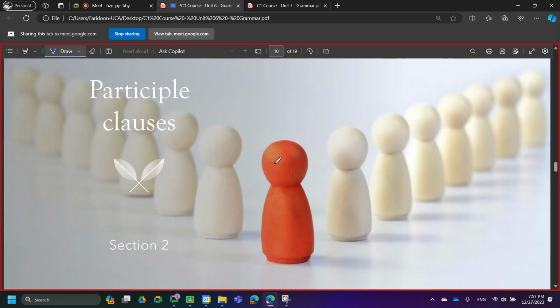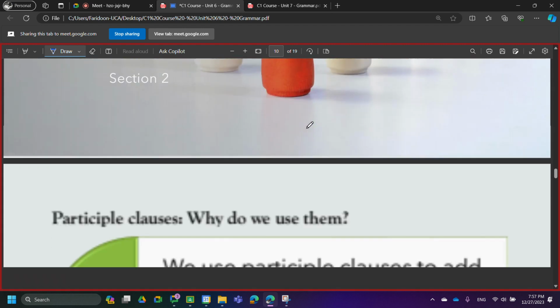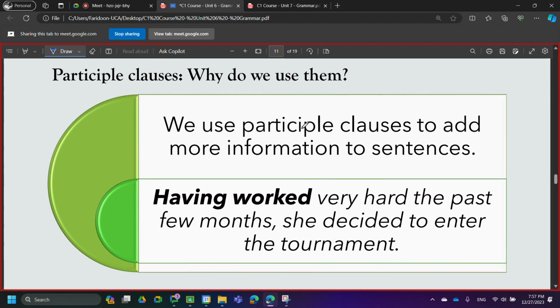Section 2, everyone. Participle clauses. So what are they, and how do we use them? Let's start with why first. We use participle clauses to add more information to sentences. So when people ask why, just say this: we use it to add more information to sentences.